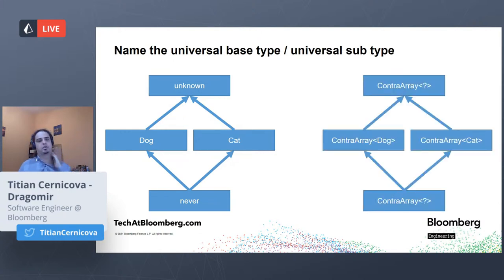What about contravariant array? What would be the universal base type of that? Well, since we are dealing with contravariance, if we thought that contravariant array of unknown was the base type, that's actually not true. The arrow of inheritance points in the opposite direction. So that means that actually contravariant array of unknown is the subtype of all contravariant array instantiations. What is the base type? Well, that's actually going to be contravariant array of never. So if we want a type that we can always assign a contravariant array of dog or cat to, that's going to be contravariant array of never.